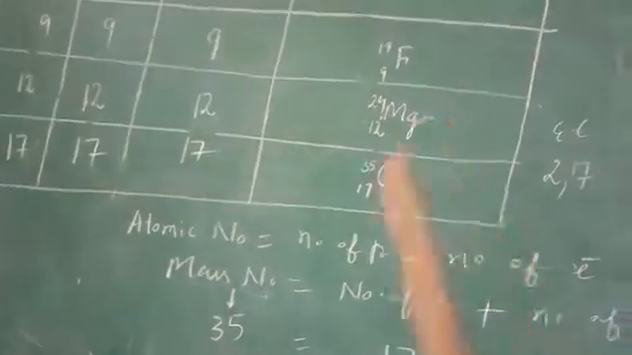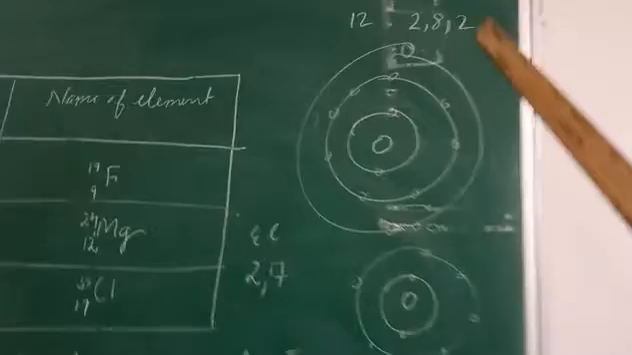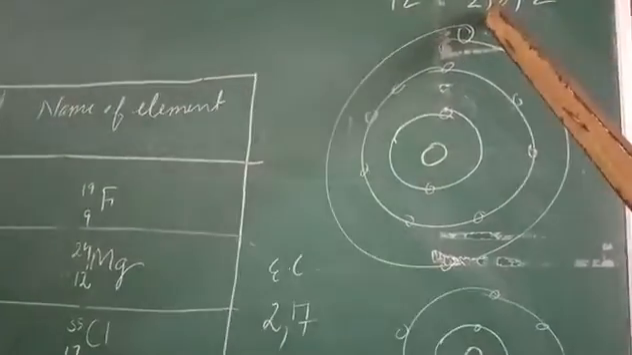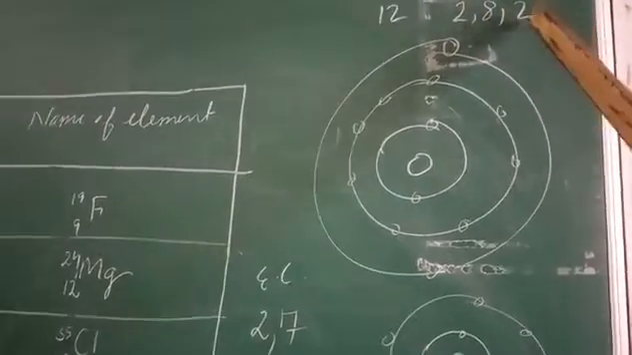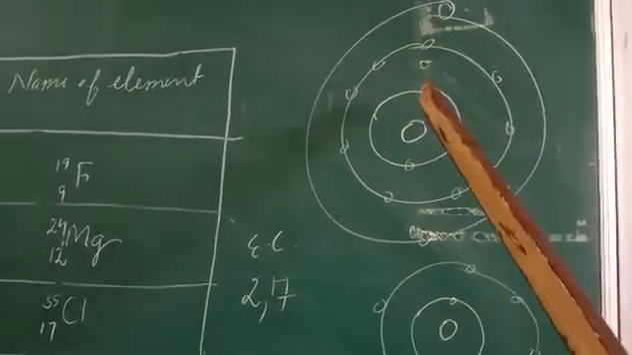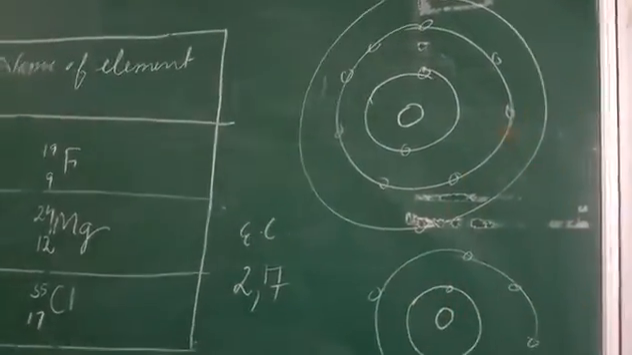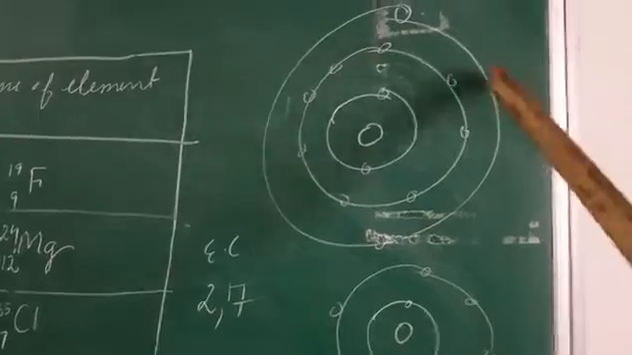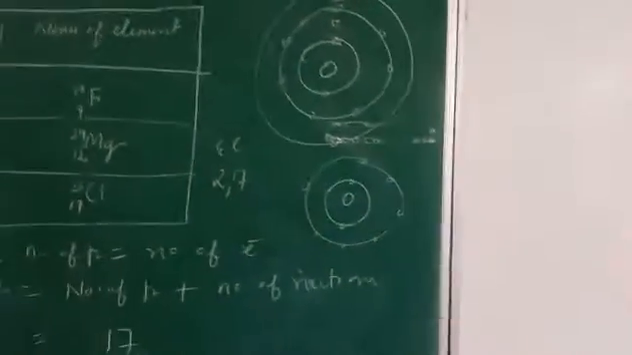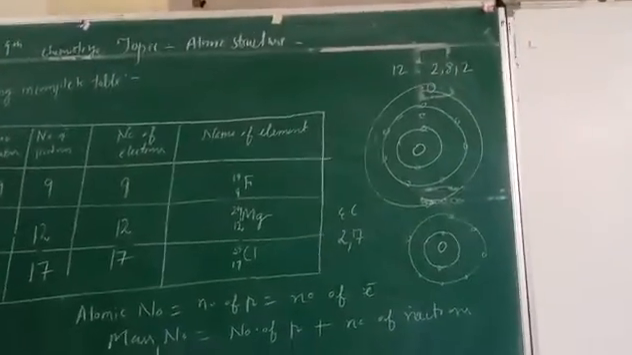Take the second case. Second case is of magnesium. Magnesium has atomic number 12. So its first shell contains 2 electrons, second shell contains 8 electrons and third shell contains 2 electrons. First shell contains 2, other 8, and third 2 electrons. Last shell is called valence shell or outermost shell. So this is the electron distribution in magnesium and fluorine.